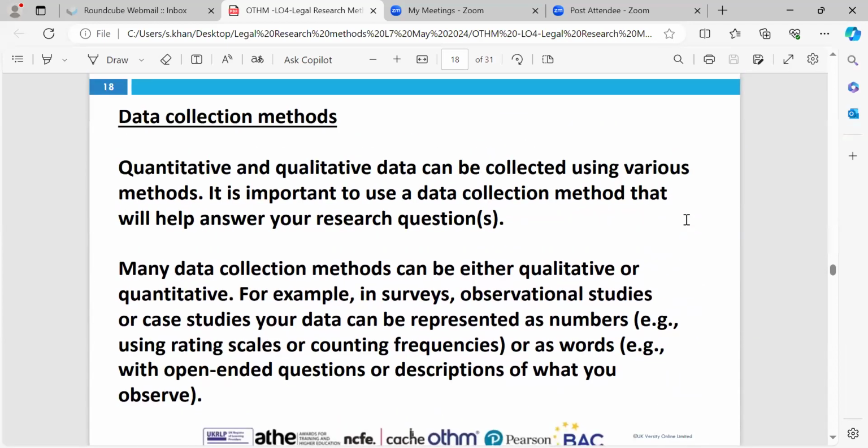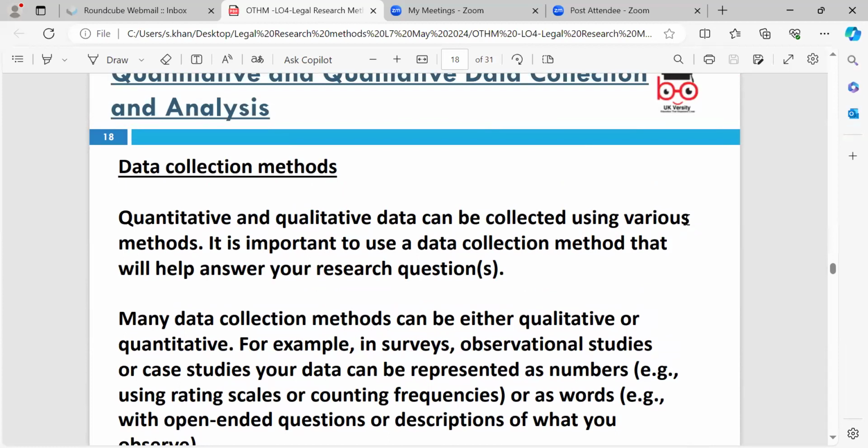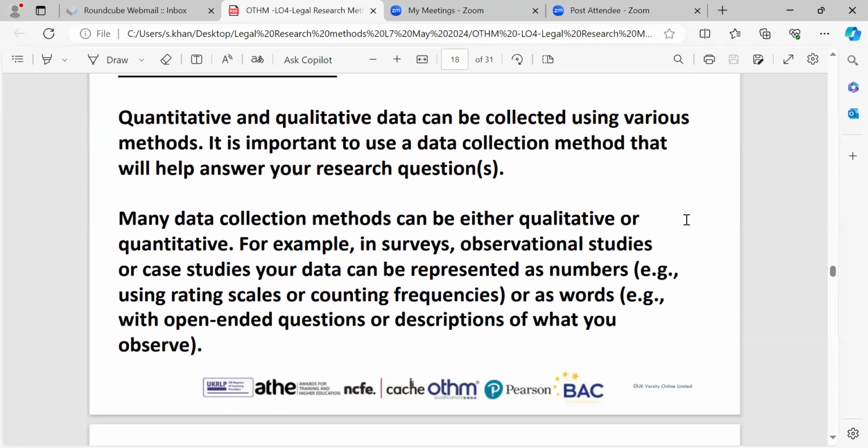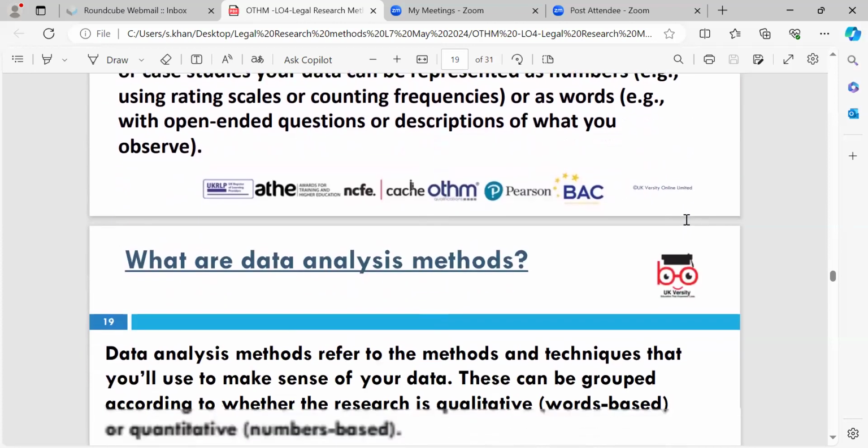Qualitative and quantitative data collection and analysis. Quantitative and qualitative data can be collected using various methods. It is important to use a data collection method that will help answer your research questions. Many data collection methods can be either qualitative or quantitative. For example, in surveys, observational studies, or case studies, your data will be represented as numbers, for example, using rating scales or counting frequencies, or as words, for example, with open-ended questions or descriptions of what is observed.